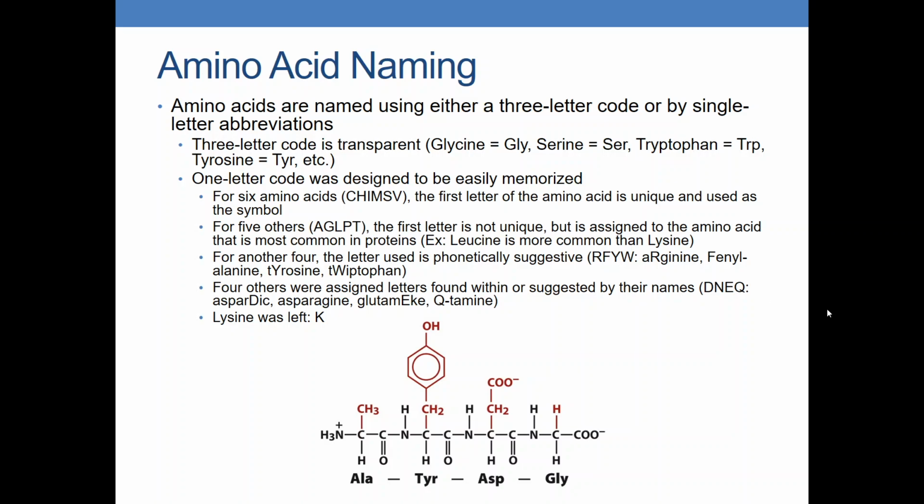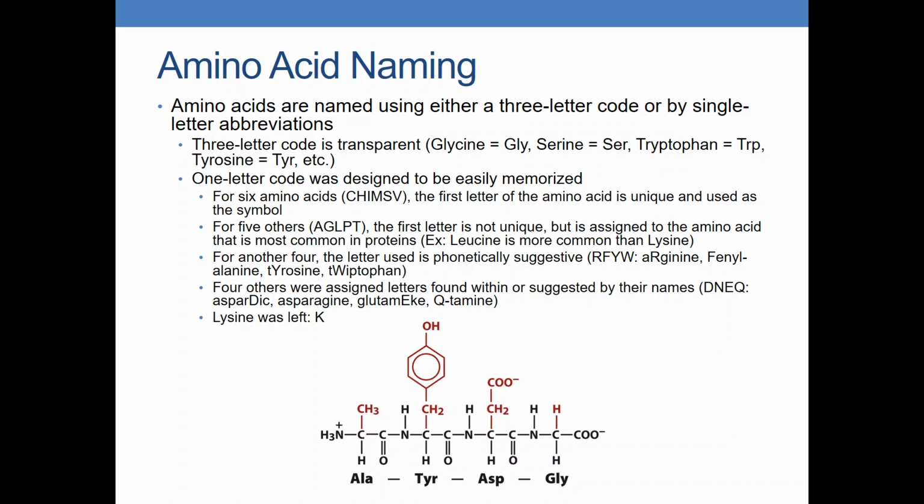The next 4 in this bullet point, the letter is meant to be phonetically suggestive. So arginine. Arginine starts with an A, but when you phonetically say it, the R kind of takes over. So when we name out arginine using the one-letter system, we write that as R. Phenylalanine, it actually starts with a PH. This is a PHE, the phenylalanine. So phenylalanine is F.